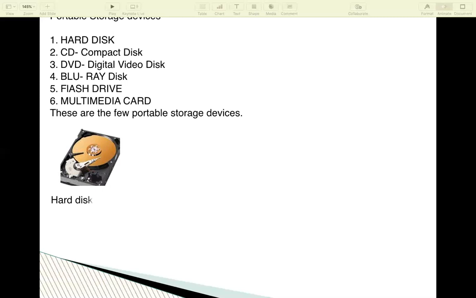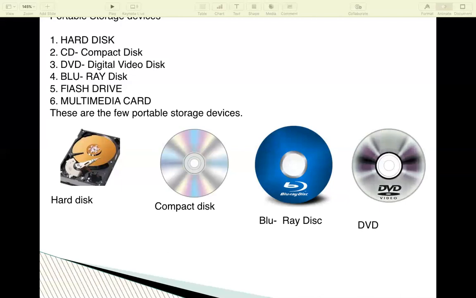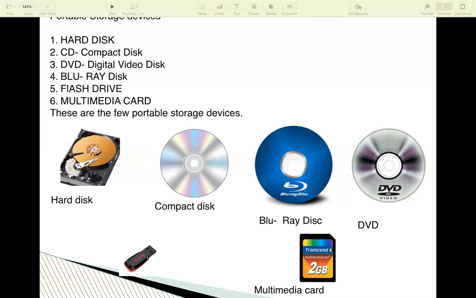This is the hard disk. This is CD, compact disc. This is the Blu-ray disc. It stores more data compared to DVD, and DVD stores more data compared to compact disc. This is a multimedia card. You can store a huge amount of data, up to 512 GB, in a multimedia card. This is a 2 GB card. Pen drive, right? Now flash drives nowadays can go up to 1 terabyte.